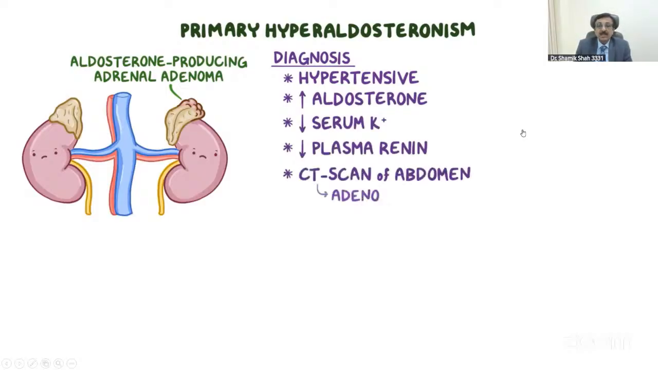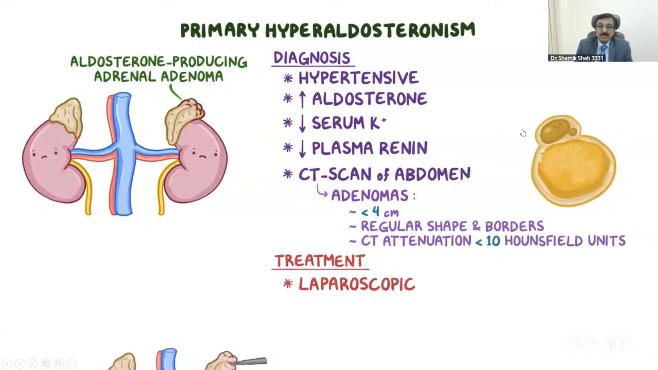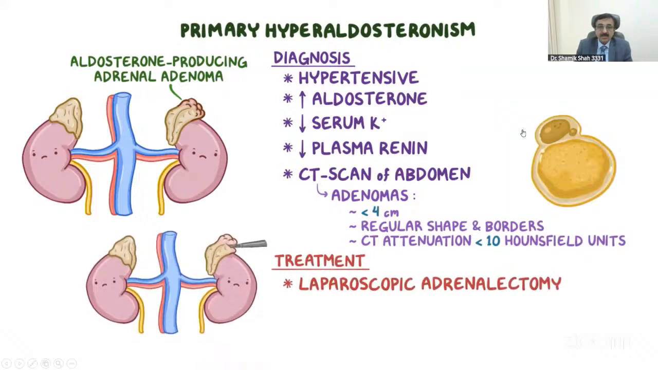If we do a CT scan of the abdomen, we can see adenomas which are usually less than 4 centimeters in size, but regular in shape and borders. CT attenuation is seen at less than 10 Hounsfield units. The treatment is a laparoscopic adrenalectomy.